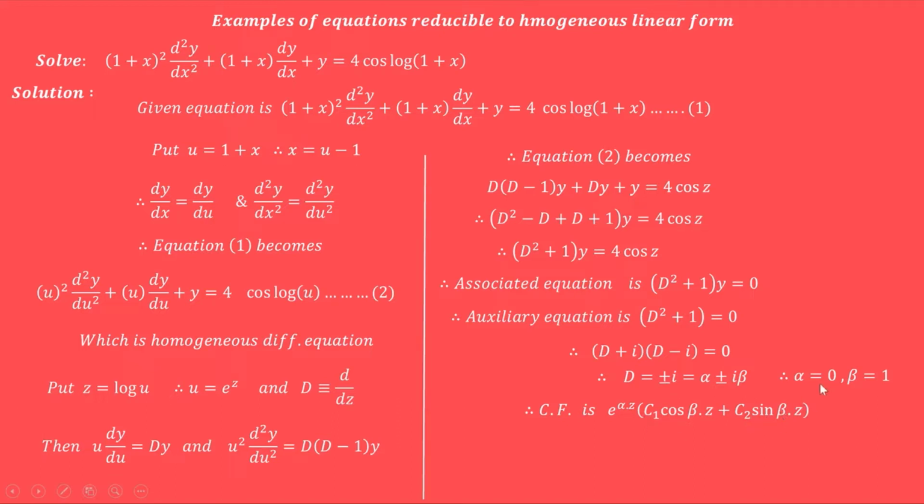Now put the values of alpha and beta here. We get CF is equal to e raised to 0 into z into the bracket c1 cos of 1z plus c2 sin of 1z. We put the values of alpha and beta here. And so e raised to 0 into z means it is e raised to 0, that is 1. So we get 1 into c1 cos of z plus c2 sin of z, that is CF is c1 cos of z plus c2 sin z. This is equation number 3.